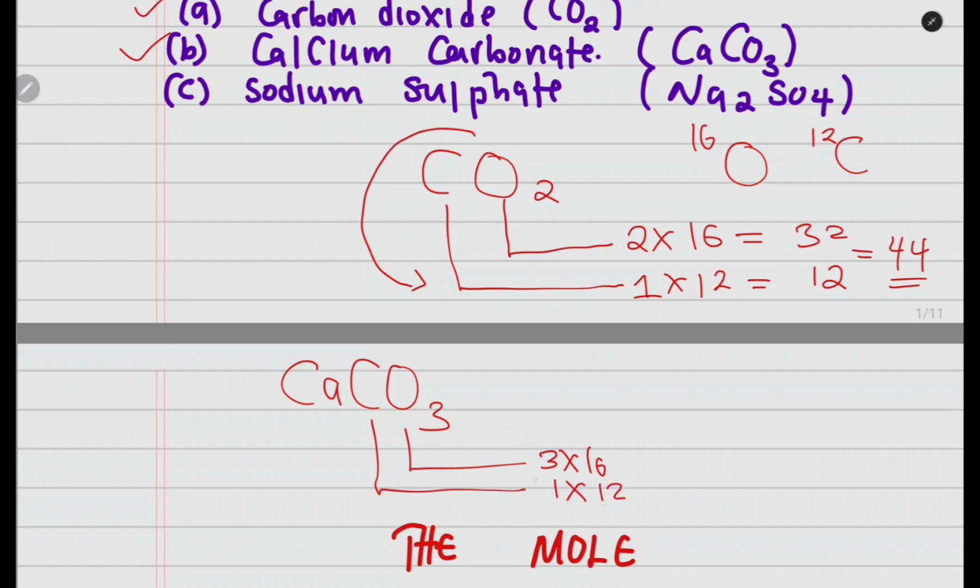1 multiplied by 12. Then you have calcium. This is not carbon and whatever is there, but you need to know that this symbol is for calcium. So calcium is just 1 multiplied by 1, calcium is 40.